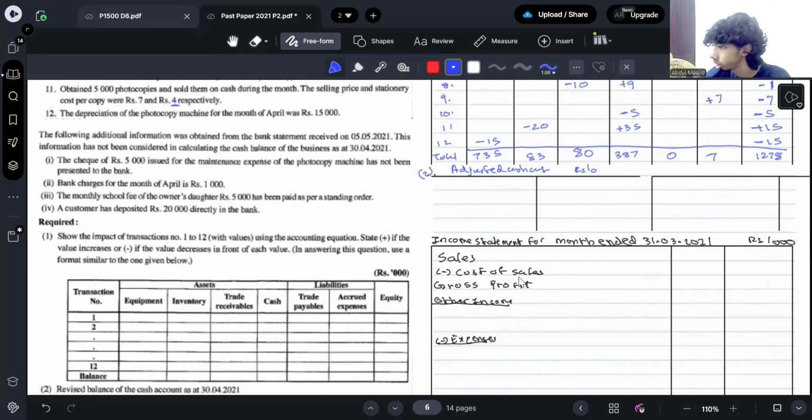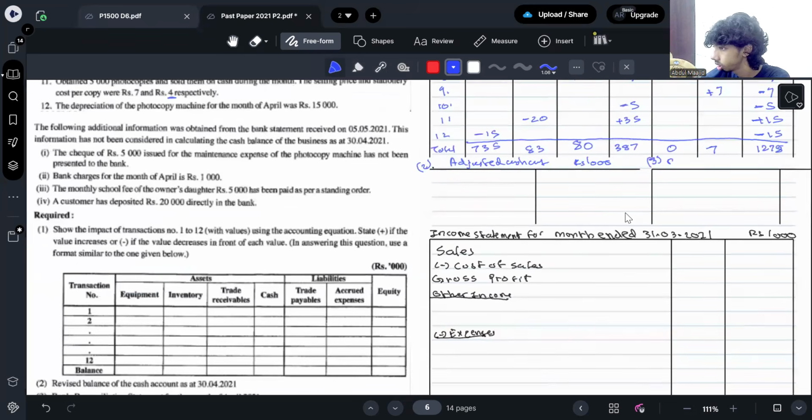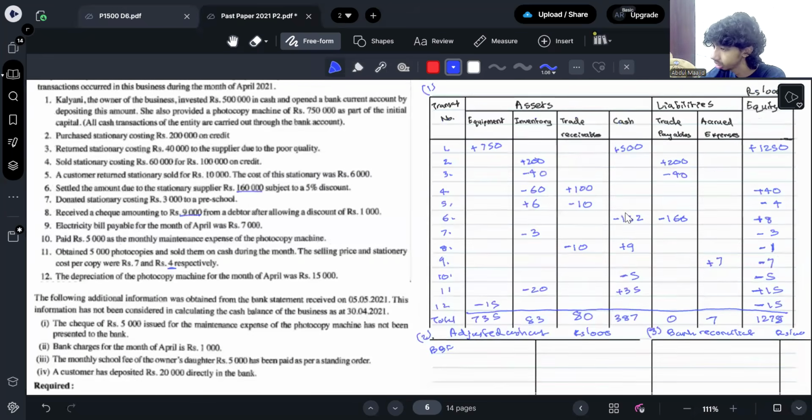Rupees 1000. Requirement number 3, bank reconciliation is 1000. Okay, so you have to put the opening balance. The closing balance of the cash column is taken as the opening balance of adjusted cash control, 387.